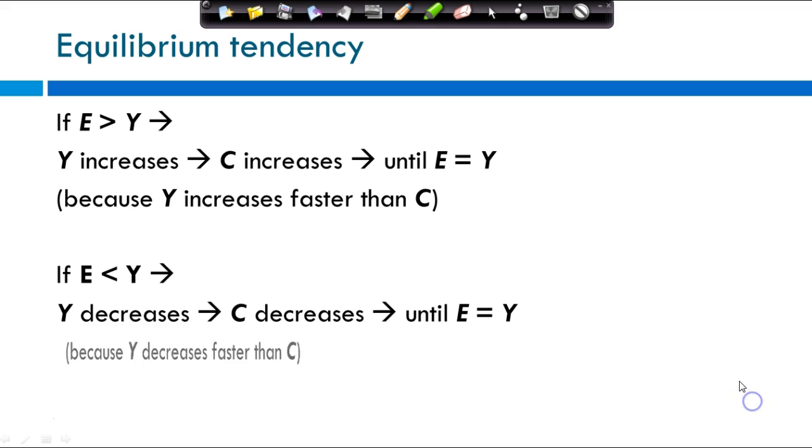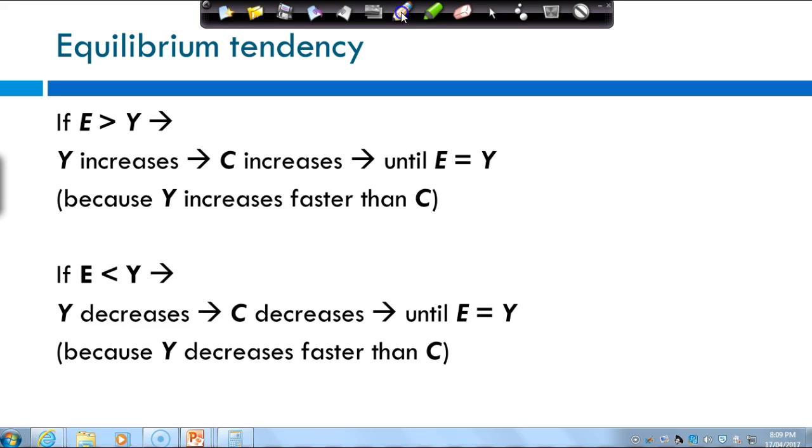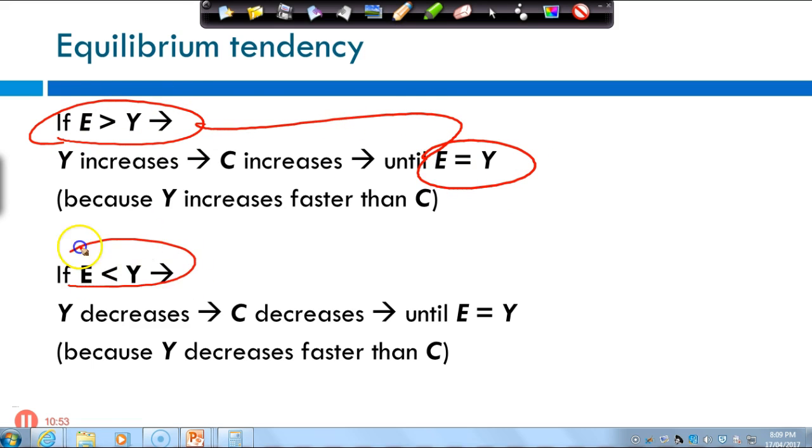Again, why is that the case? Well, it's just the mirror image of what we've already talked about. This is because income will decrease faster than consumption decreases. So, the main point is that we always have this tendency towards equilibrium.